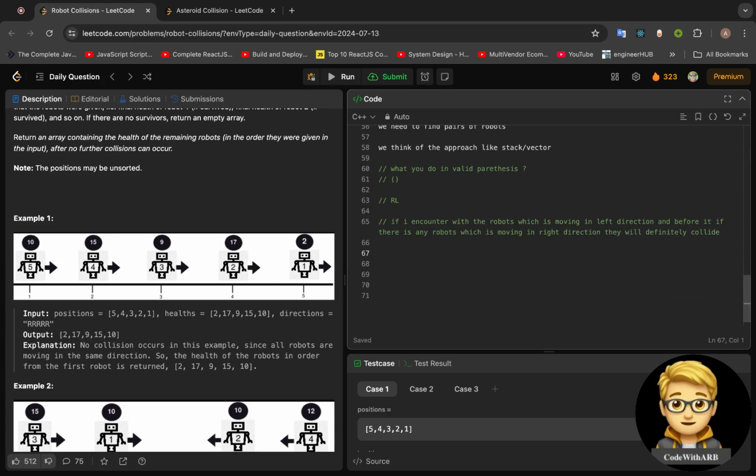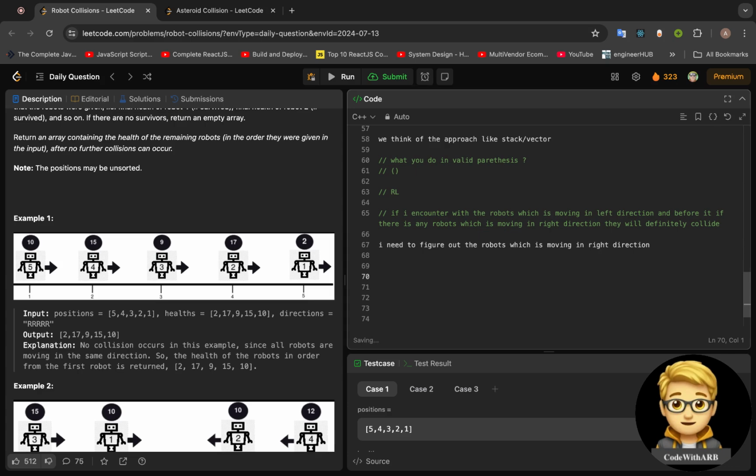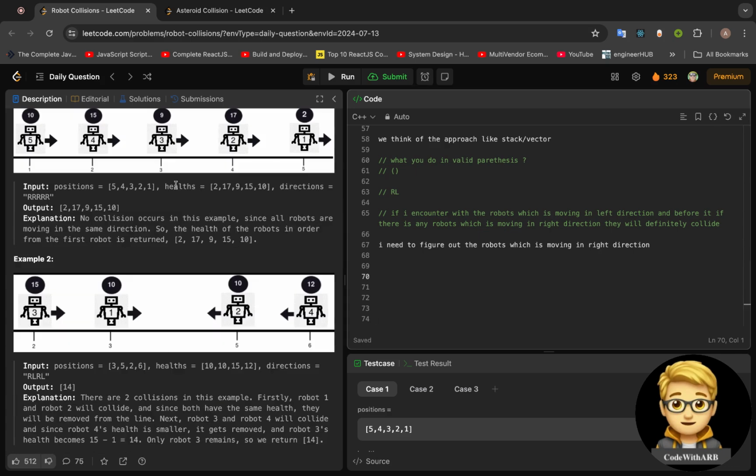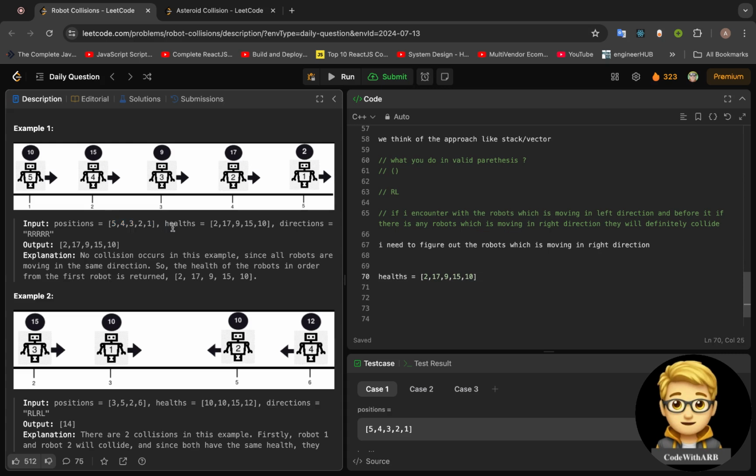So it means I need to figure out the robots which are moving in the right direction. So suppose here is an example. I'm not talking about positions yet; this position part is still left. I'm just talking about when robots are still in order. We will talk about the position later, because that is just arranging. So the position is in order.